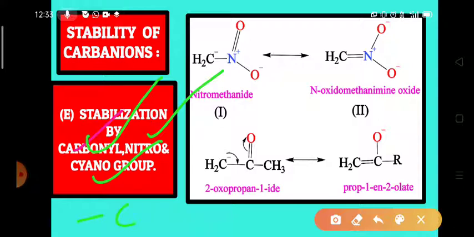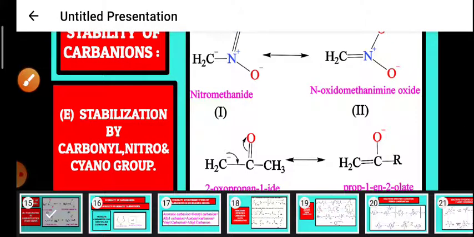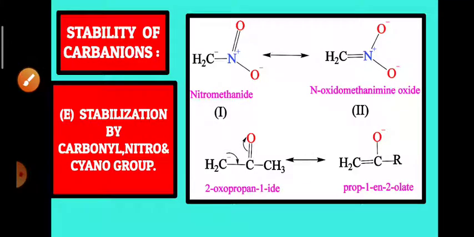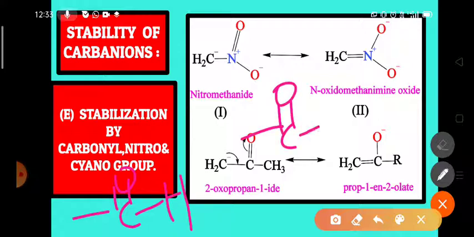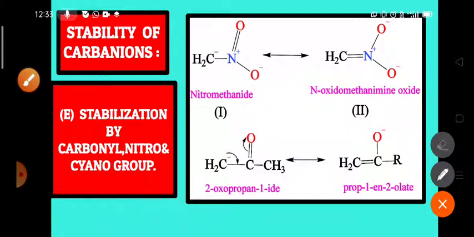Carbonyl group means, we know very well that aldehydes and ketones are known as the carbonyl groups. Nitro group means the NO2 group, cyano group means the cyanide group. Okay? So the presence of this nitro group, cyanide group and carbonyl group stabilizes the carbanions.